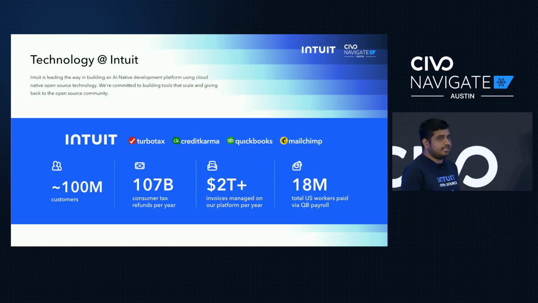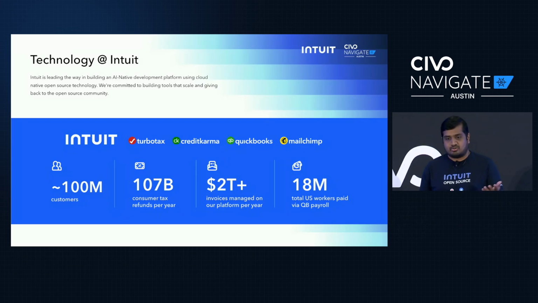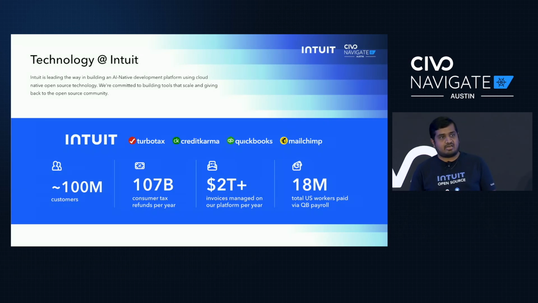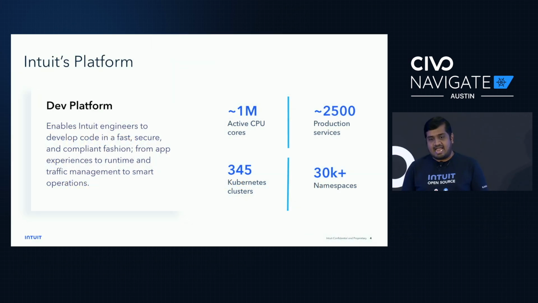So if you don't know about Intuit, Intuit is a global technology company that also owns these awesome consumer brands: TurboTax, MailChimp, Credit Karma, and QuickBooks. We have 100 million customers. We process over $107 billion in tax refunds, $2 trillion in invoices from small businesses. There's also a product called QuickBooks Payroll that pays 18 million US workers. These are small business gig economy workers. And how do we do that?